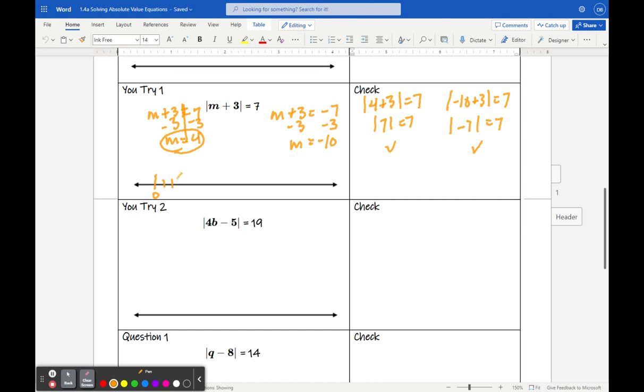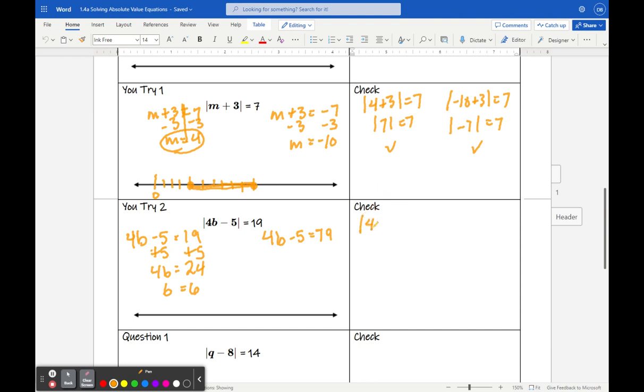So in this case, both of them are positive. Here's my 0. 1, 2, 3, 4. That's my m equals 4. 5, 6, 7, 8, 9, 10. There's my 10, and I connect. All right, 4b minus 5 equals a positive 19, and 4b minus 5 equals a negative 19. Add my 5 to both sides. 4b equals 24. B equals 6.